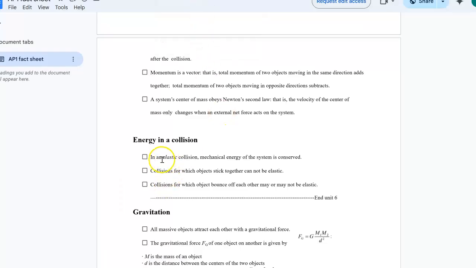and energy in a collision. In an elastic collision, the mechanical energy of the system, where mechanical energy is potential energy plus kinetic energy, is conserved. Collisions for which objects stick together cannot be elastic. That'd be perfectly inelastic. And collisions for which objects bounce off each other may or may not be elastic.